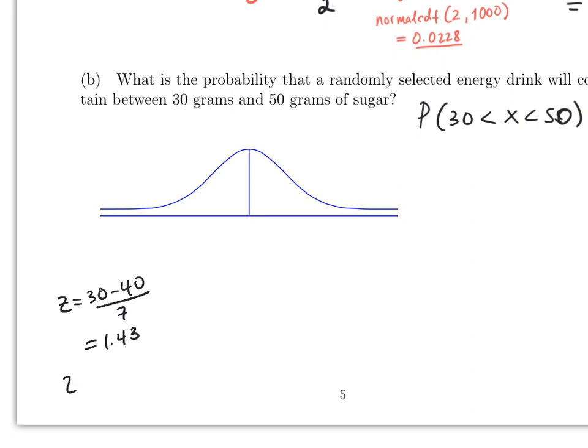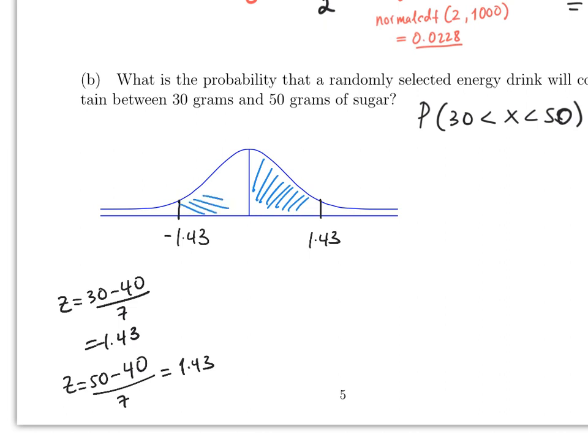And then you do it for 50. Negative. This is negative, yes. And this, it will be the same value, but now it will be positive, right? Right, so far so good? So then, you want the area between minus 1.43 and 1.43. Is that okay? So this is what you want. You technically, if you use the table, you are trying to find the blue areas, right? So you look to the table. Let's do the table first.